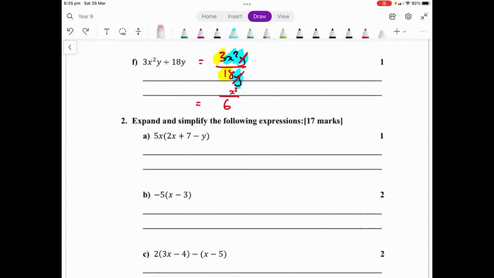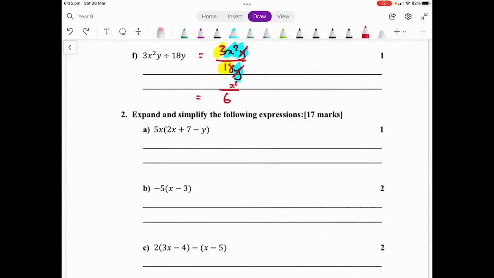Question 2a, we draw our eyebrows to expand. 5x times 2x is 10x squared. 5x times 7 is 35x. 5x times minus y is minus 5xy. Final answer, 10x squared plus 35x minus 5xy.